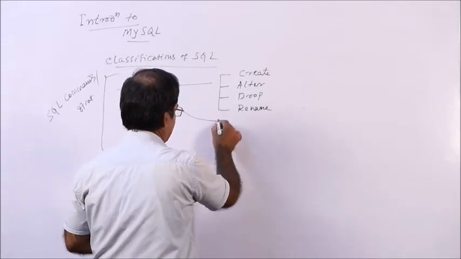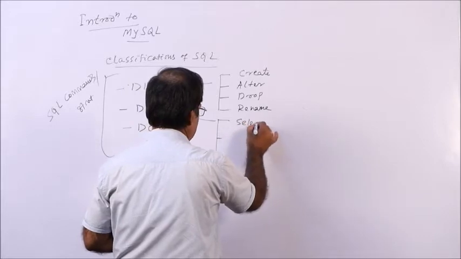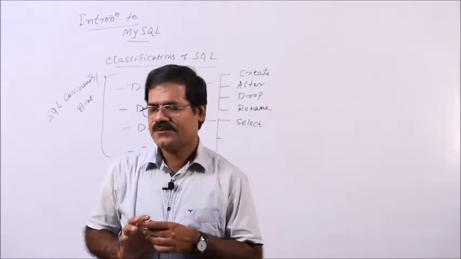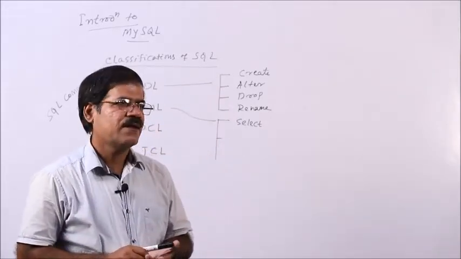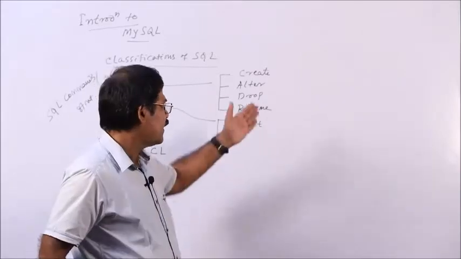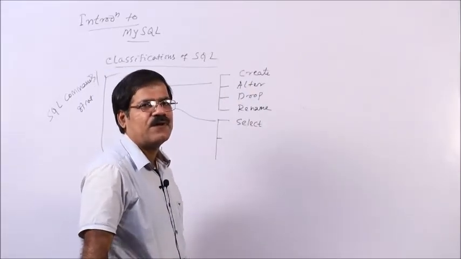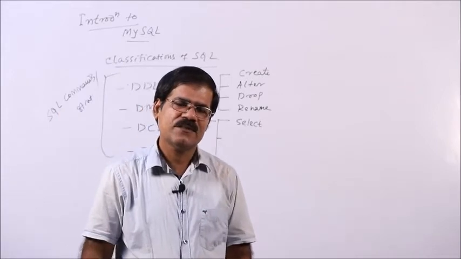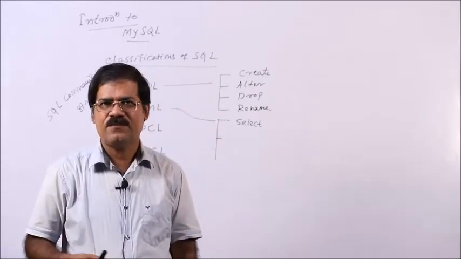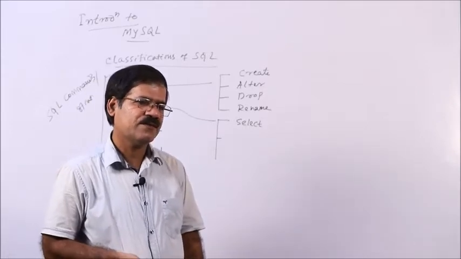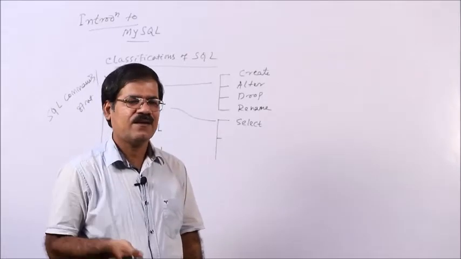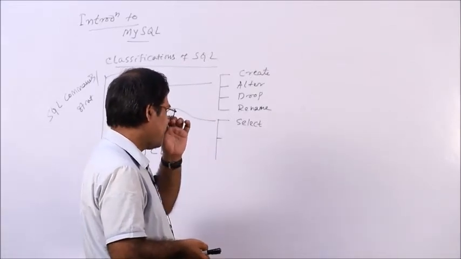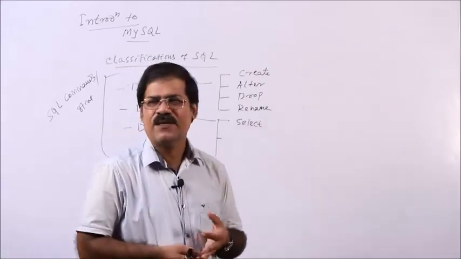Similarly, in data manipulation, one command is select. Select means select the records from the database. Create means to create the table or the database. Before inserting any records, first you have to create the tables. After the creation is over, you insert some records. After insertion, you can select the records and display them on your computer screen. So, select is a command used in data manipulation language.